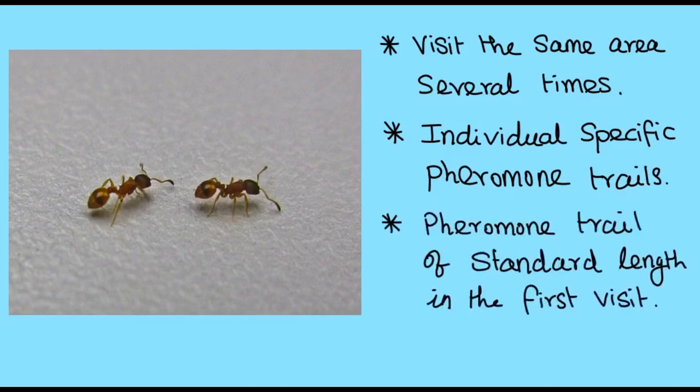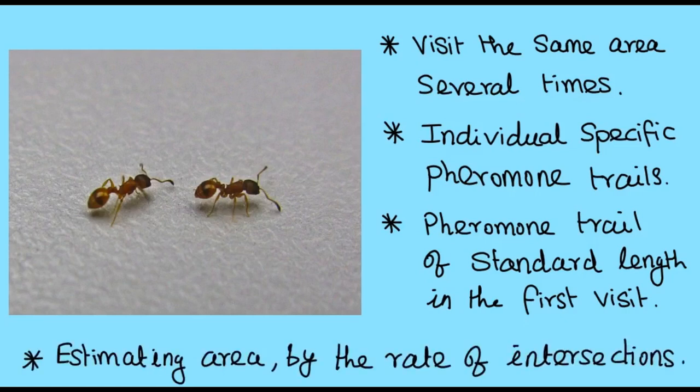Then the ant leaves the area and again revisits. Then the ant begins to survey the region again by moving randomly at standard length. They can recognize when they intersect with their own pheromone trail they laid on the first visit. Now based on the number of intersections they make, they can estimate the floor area of the region. This will be done by many worker ants, and finally they have a better estimation of the area, whether it is of appropriate size to accommodate the entire colony.